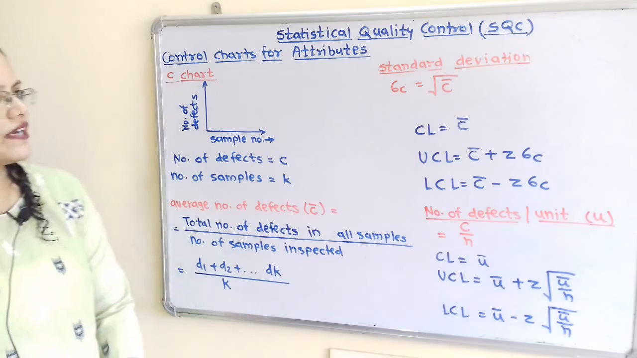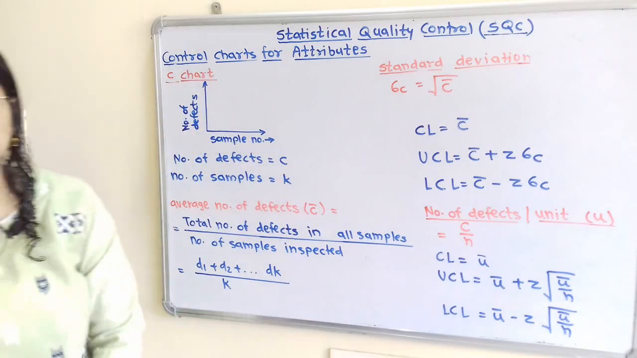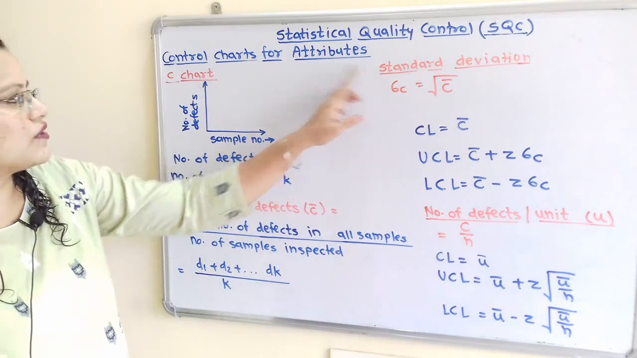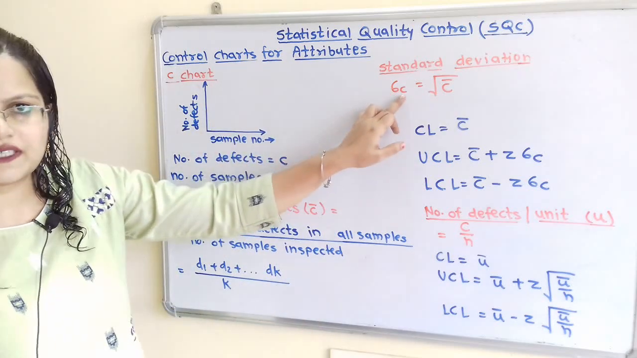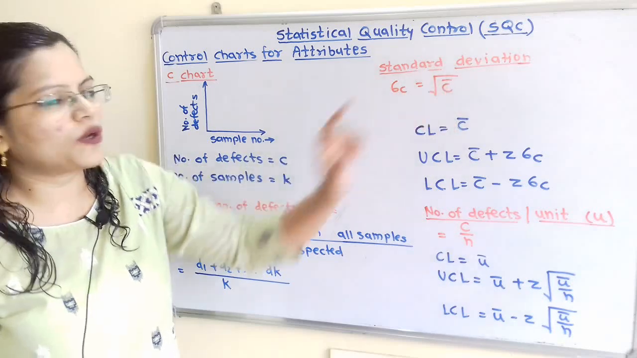Now how to calculate the standard deviation for the C chart? The standard deviation for the C chart, that is sigma C, is equal to the square root of C bar.